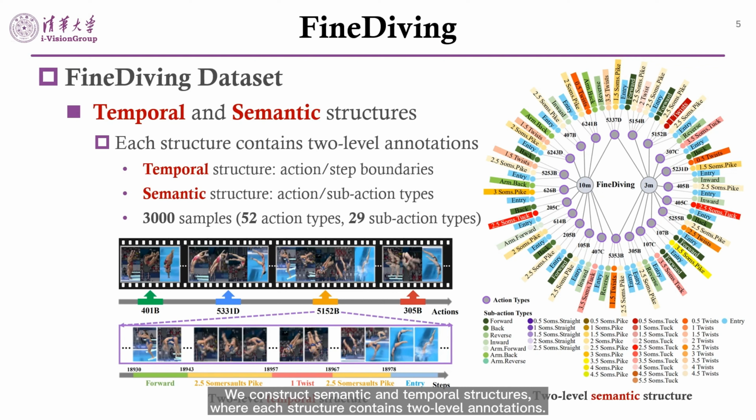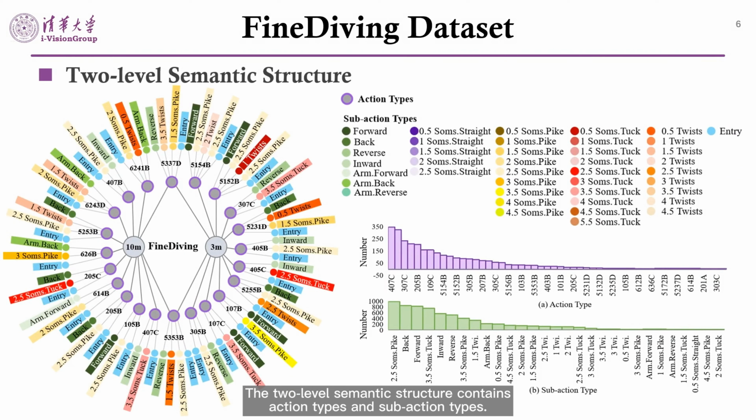The two-level semantic structure contains action types and sub-action types. Action type indicates an action routine described by a dive number. Sub-action type is a component of action type and depicts the types of steps in action procedures. The combination of the sub-action types can produce an action type.